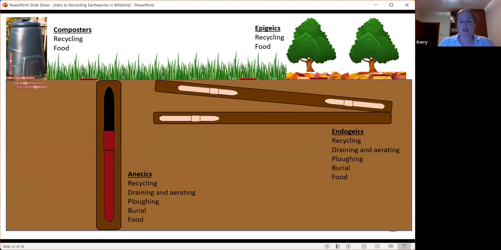So the anecics and the endogeics with their burrows in the soil, they're really important for recycling because they're still feeding on plant material and soil, breaking it down further, recycling those nutrients. The burrows, as I mentioned, are really important for draining and aerating the soil. They're churning up, ploughing the soil, and they're involved in the burial. And obviously they are also food for animals as well. And then the epigeics or the composters, which are living more on the surface, are really important again for recycling and also as food for other species.